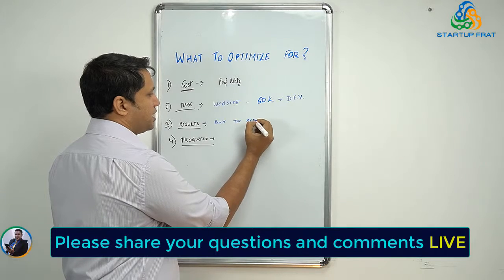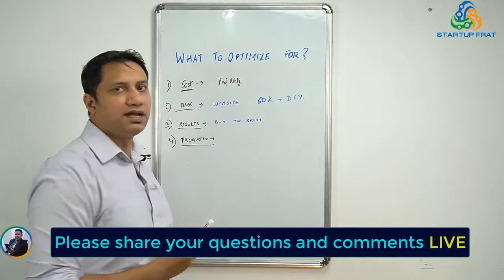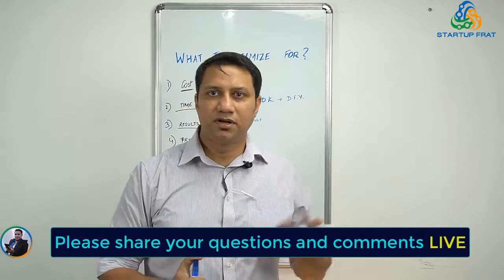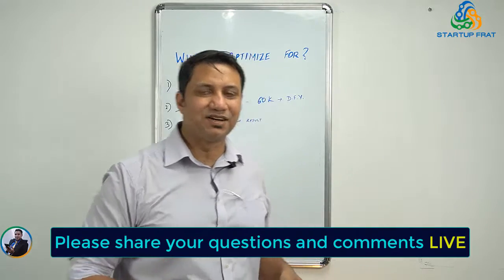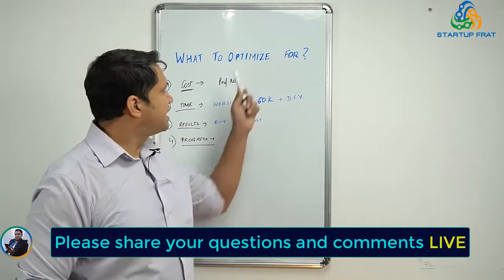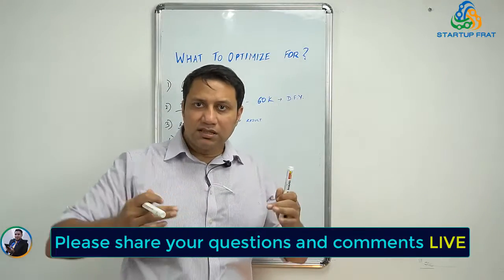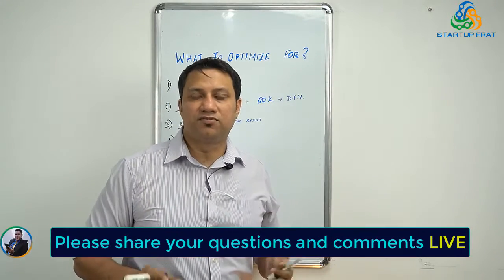The example I gave you about buying leads from 99acres, even though the leads may be total crap, you just bought the result. It's done. You don't need to be perfect. Every time you try to optimize for one thing, there are other areas that will become imperfect. You don't need to worry about that.